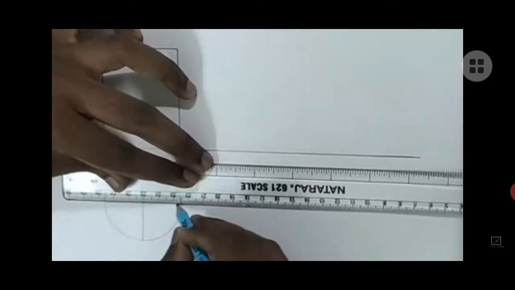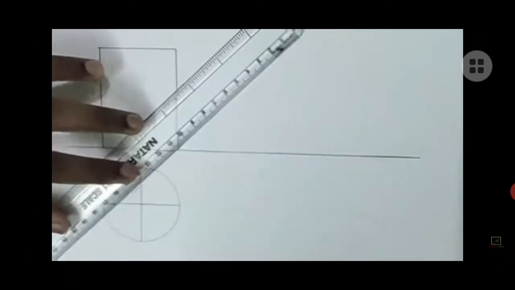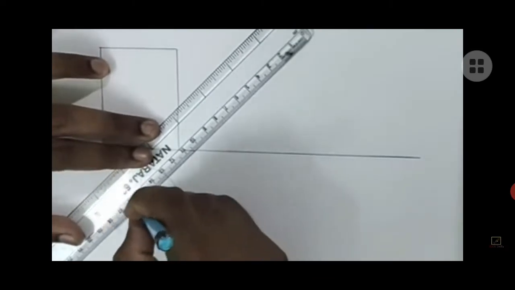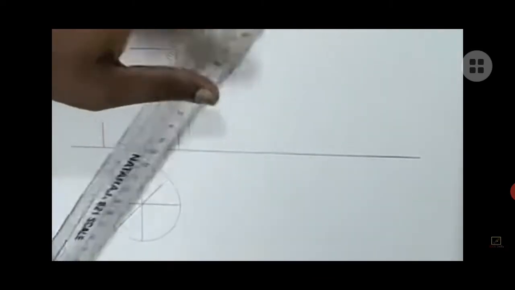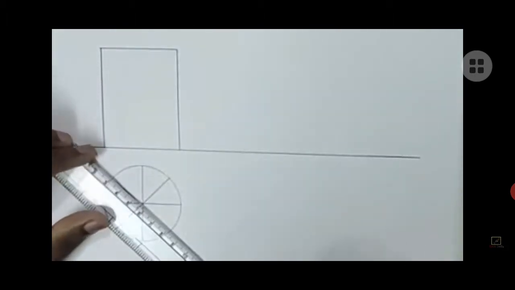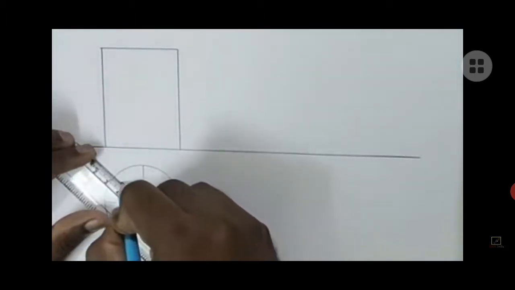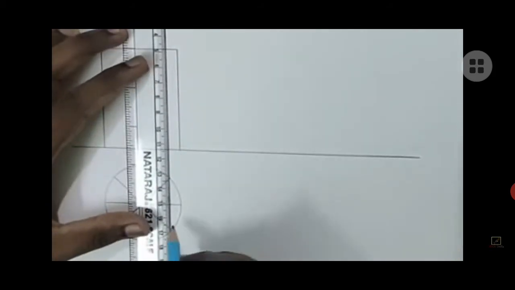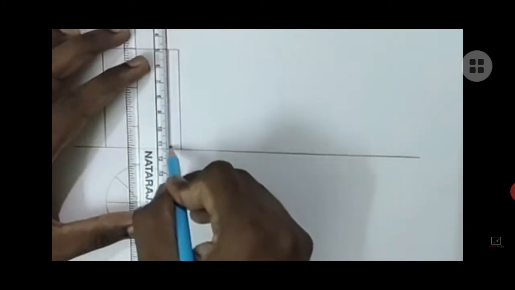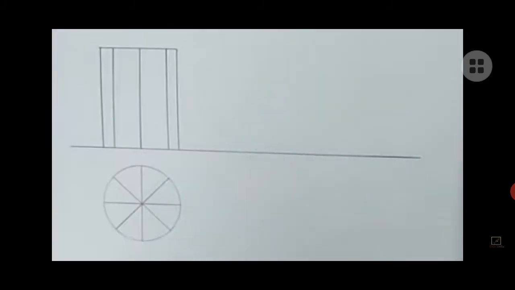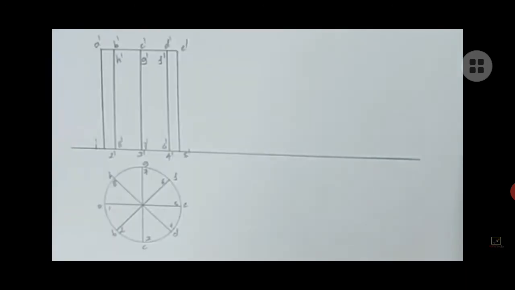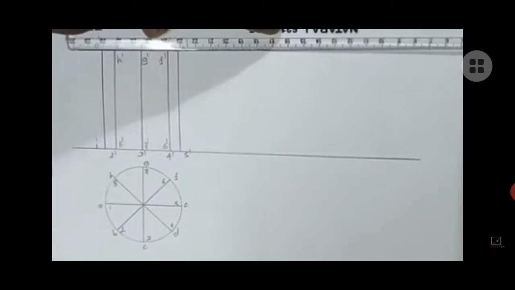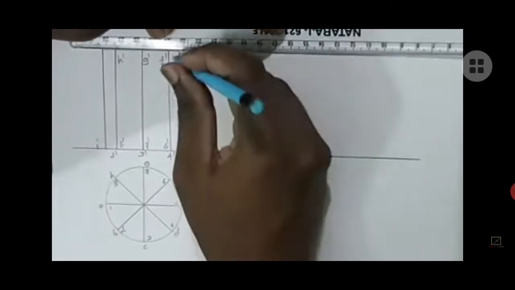Divide this circle into 8 parts. Similarly, project all the points to the upper lines. Draw everything using thin lines. So this is the top view, this is the front view. Name all the parts A, B, C, D, E, F, G, H, and similarly in the other view.